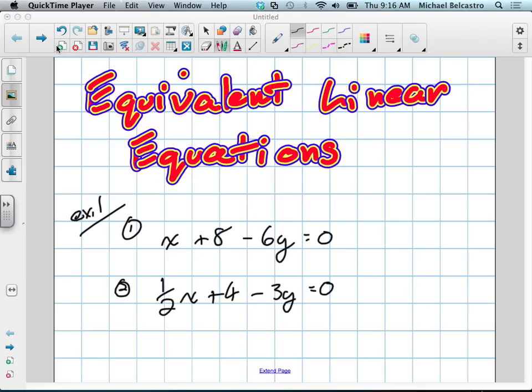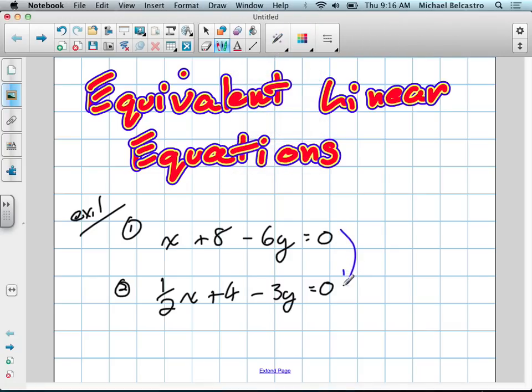Okay, we're going to be talking about equivalent linear equations. Equivalent linear equations is when we're talking about lines that have the same graph. Essentially, they are the same equation. So, I want you guys to take a look at this first equation here.